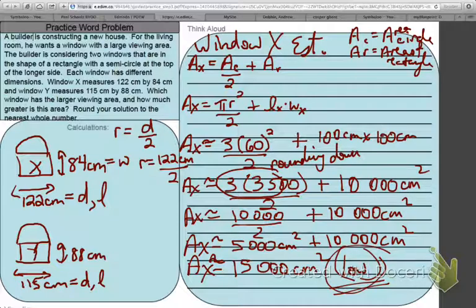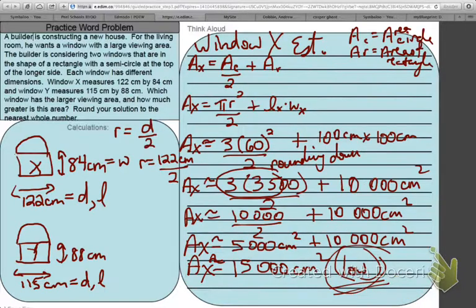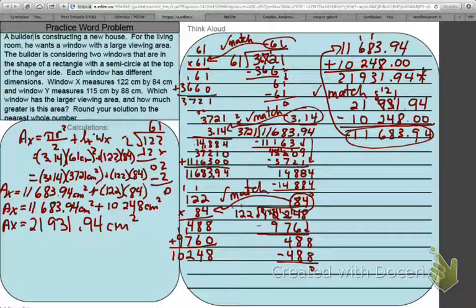Okay, so just to recap, we've already done estimates for window X and for window Y, and our estimates state that window Y appears to be a little bit smaller than window X. They're both underestimates. The next step would be to have a look at the actual calculations. So window X, the estimate was about 15,000 centimeters squared, and that was low. Here are window X calculations.